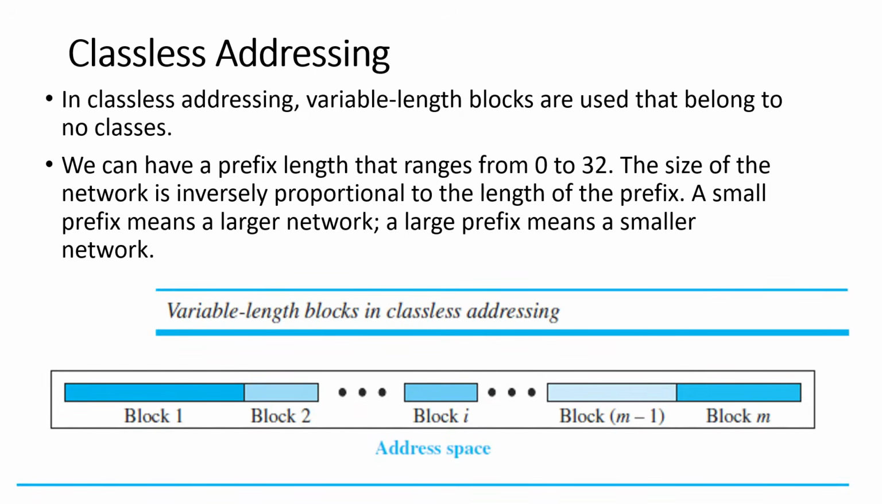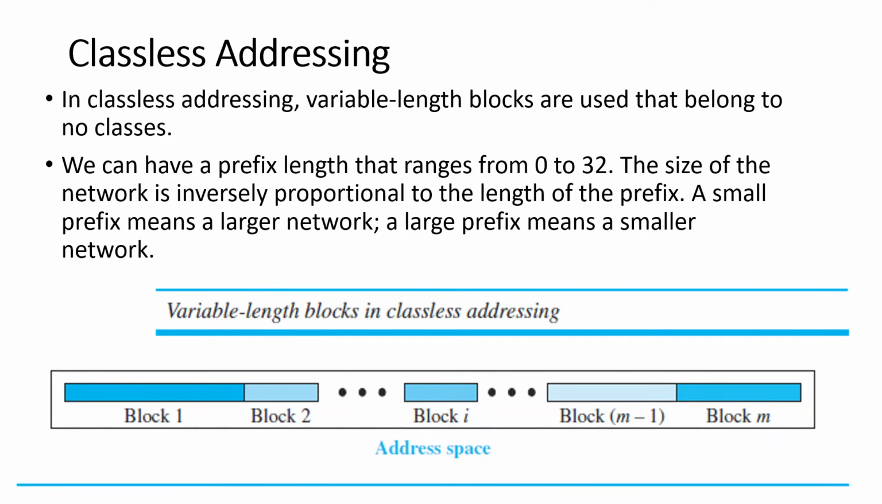Classless addressing. In classless addressing, variable length blocks are used that belong to no classes. We can have a prefix length that ranges from 0 to 32. The size of the network is inversely proportional to the length of the prefix. A small prefix means a larger network. A larger prefix means a smaller network. So, variable length blocks in classless addressing.